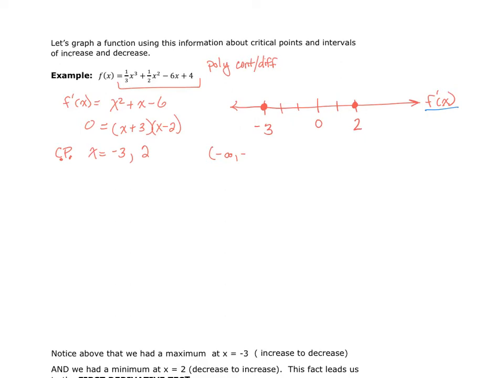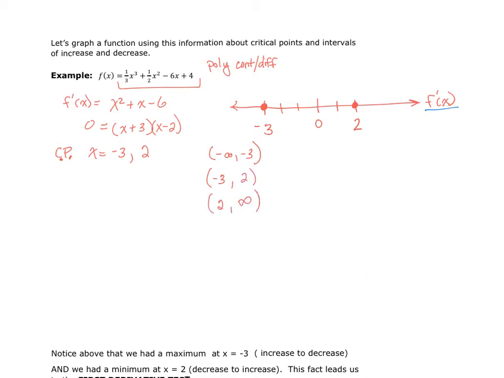Let me back up just a little bit. I don't want to use these brackets, and I'll tell you why. When we say it's increasing and decreasing, it's increasing on the interior points and decreasing on interior points, so we don't want to include the endpoints.